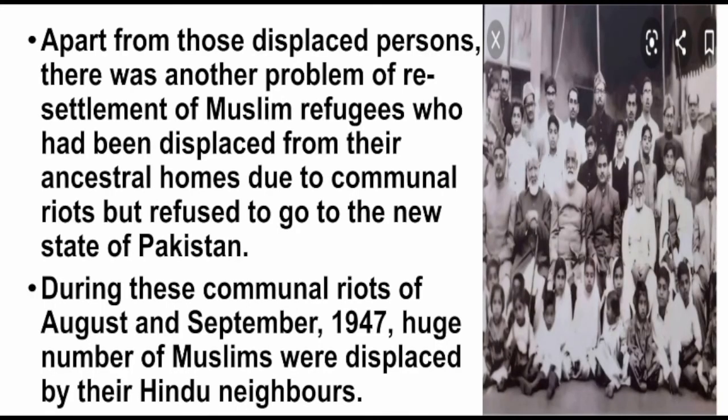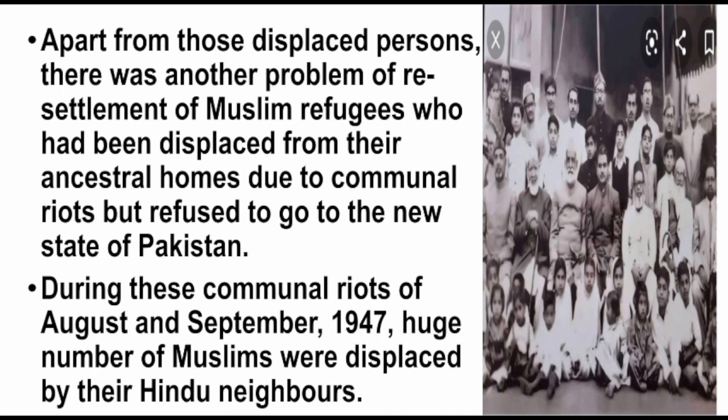Now, apart from those displaced persons, there was another problem of resettlement of Muslim refugees who had been displaced from their ancestral homes due to communal riots but refused to go to the new state of Pakistan. Students, when the Mountbatten Plan was declared, Mahatma Gandhi also said that those Muslims who wanted to stay back in India could live in India. But during the communal riots, a large number of Muslims lost their property. Now they wanted to settle down again in India, but they did not have their property.